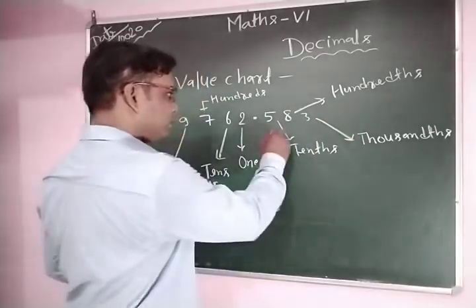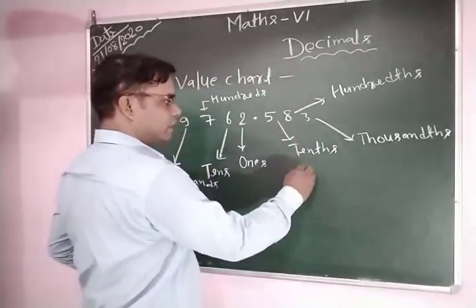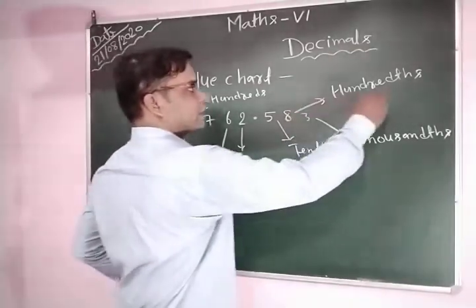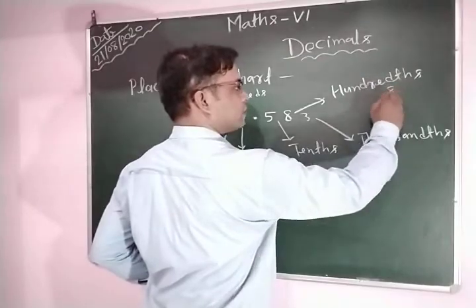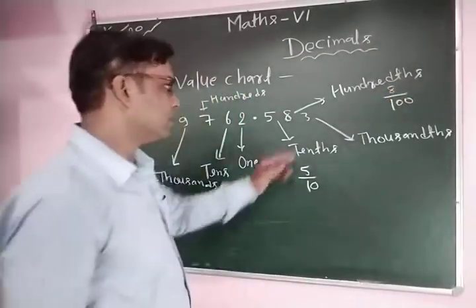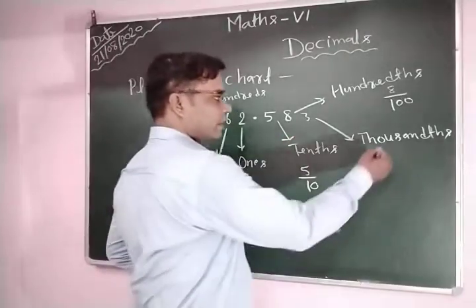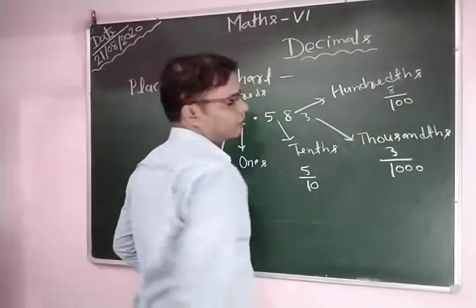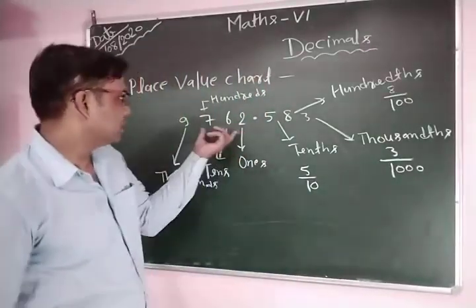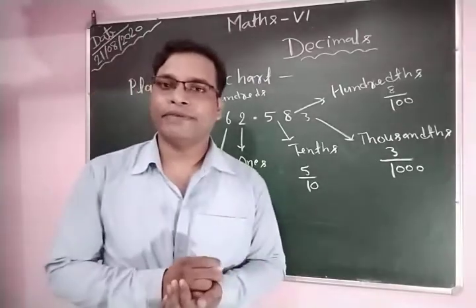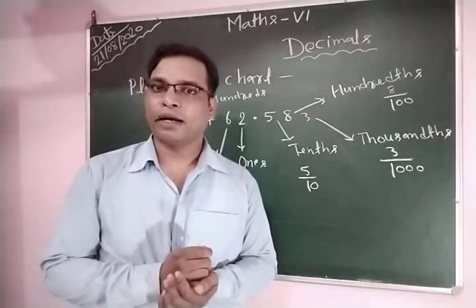The value of this 5 is 5 by 10. The value of this 8 is in the hundredths place, so it becomes 8 by 100. And the value of this 3 is 3 by 1000. Clear? I hope all of you know the value of this, because you are familiar with place value and the face value of the numbers.